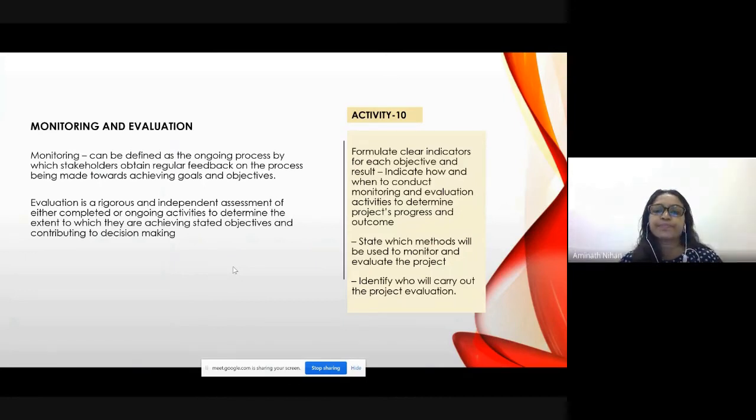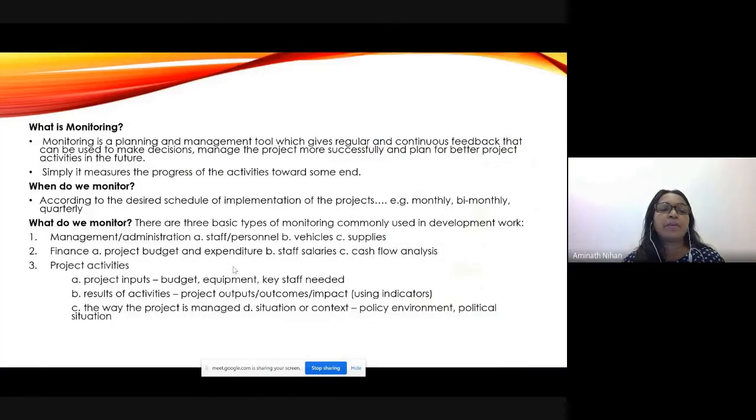Monitoring and evaluation. So now the project cycle is complete. You are coming to the last stage, which is the monitoring and evaluation. From each objective, you have to develop indicators so that you can measure, monitor and evaluate your project. So what is monitoring? That is a management tool which gives regular and continuous feedback that can be used to make decisions, right? So simply it measures the progress of the activities toward the end. Okay, so what do we monitor? The finances, project activities, inputs, results, the way the project is managed, all this we will monitor.